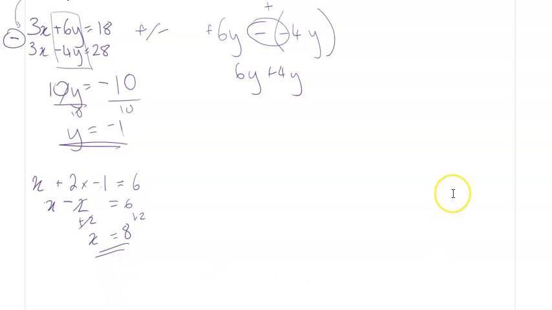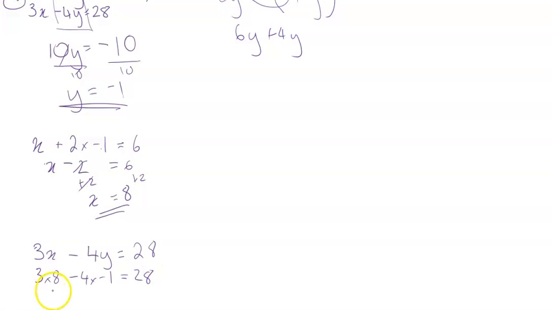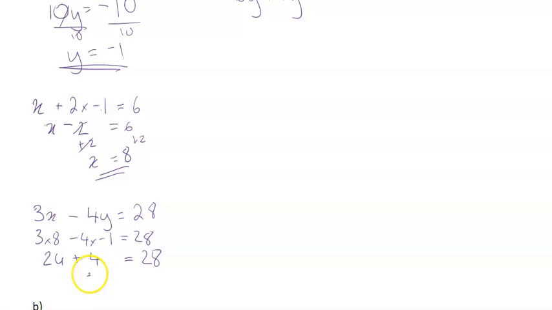Continue working down your page. To do a check, I'm just going to take perhaps the one that I haven't used yet, one of the original equations, and do a check. So 3 times 8, take 4 times negative 1 equals 28. I need to make sure that this is okay. So 24 plus 4, because I've got two negatives makes a positive. Does it equal 28? Yes, it does.